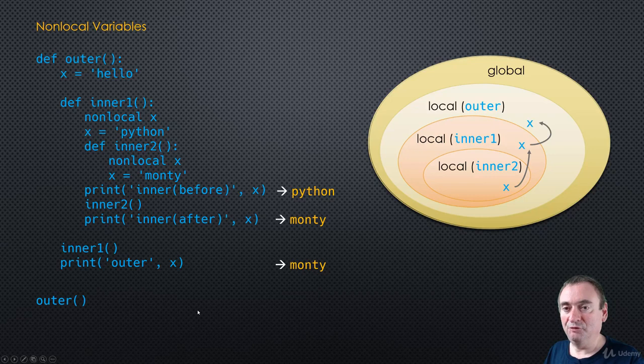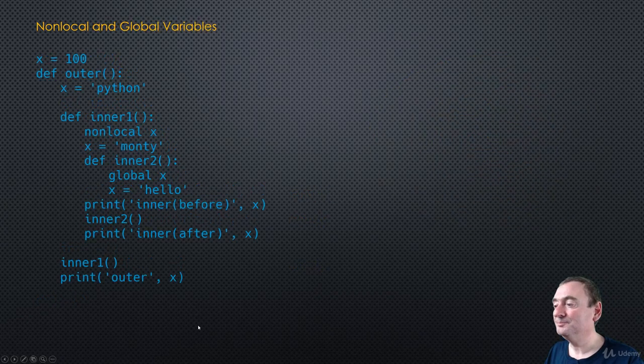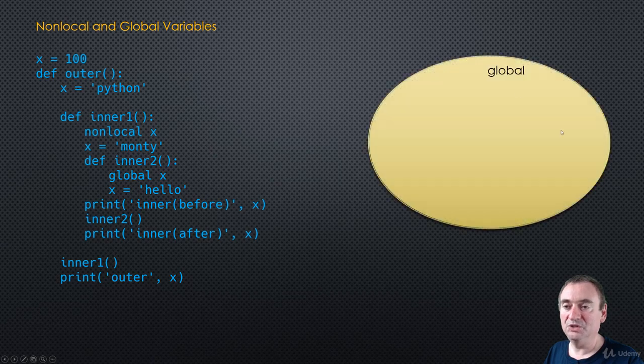So hopefully you're starting to get a feel for how these things chain together. So let's look at another example that now involves both non-local and global variables, and let's see how the things kind of mix with each other. So let's say we have a variable x at 100, which is a global variable. In other words, here's our global namespace, and we have a variable called x in it.